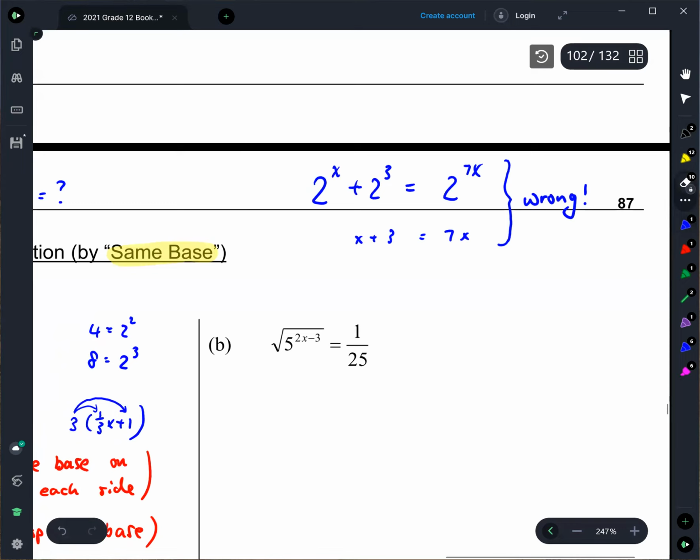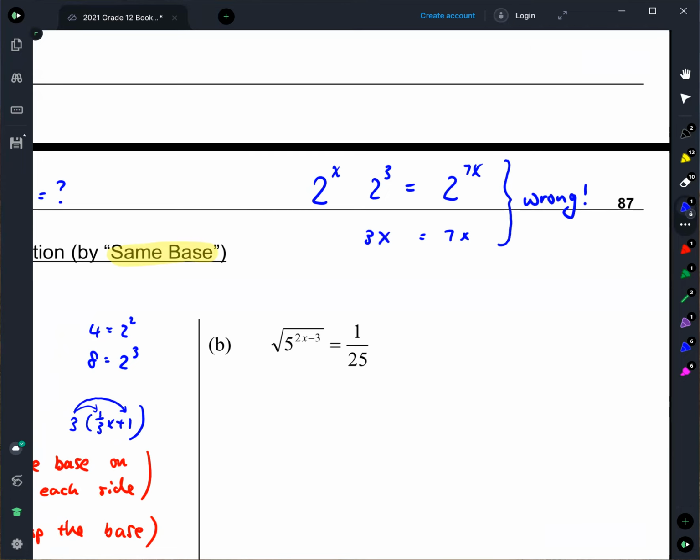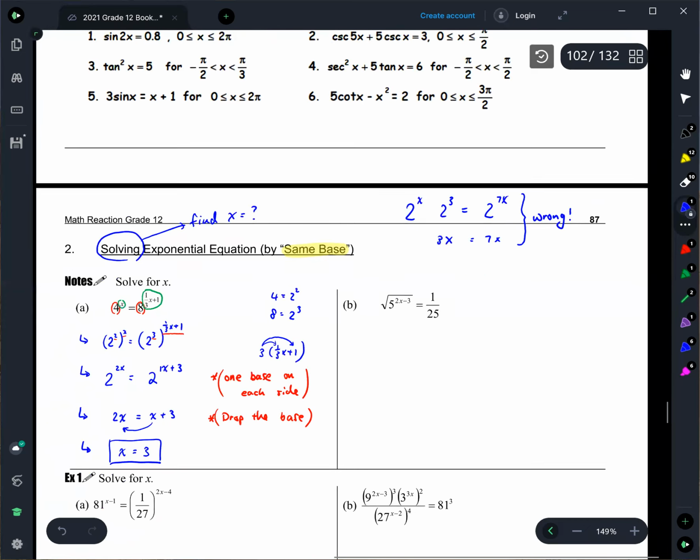Or something like this, okay? If it's multiplying and then you roll down, right? And you roll 3x equal to 7x. This is also wrong, okay? So you need to simplify it first into one base.